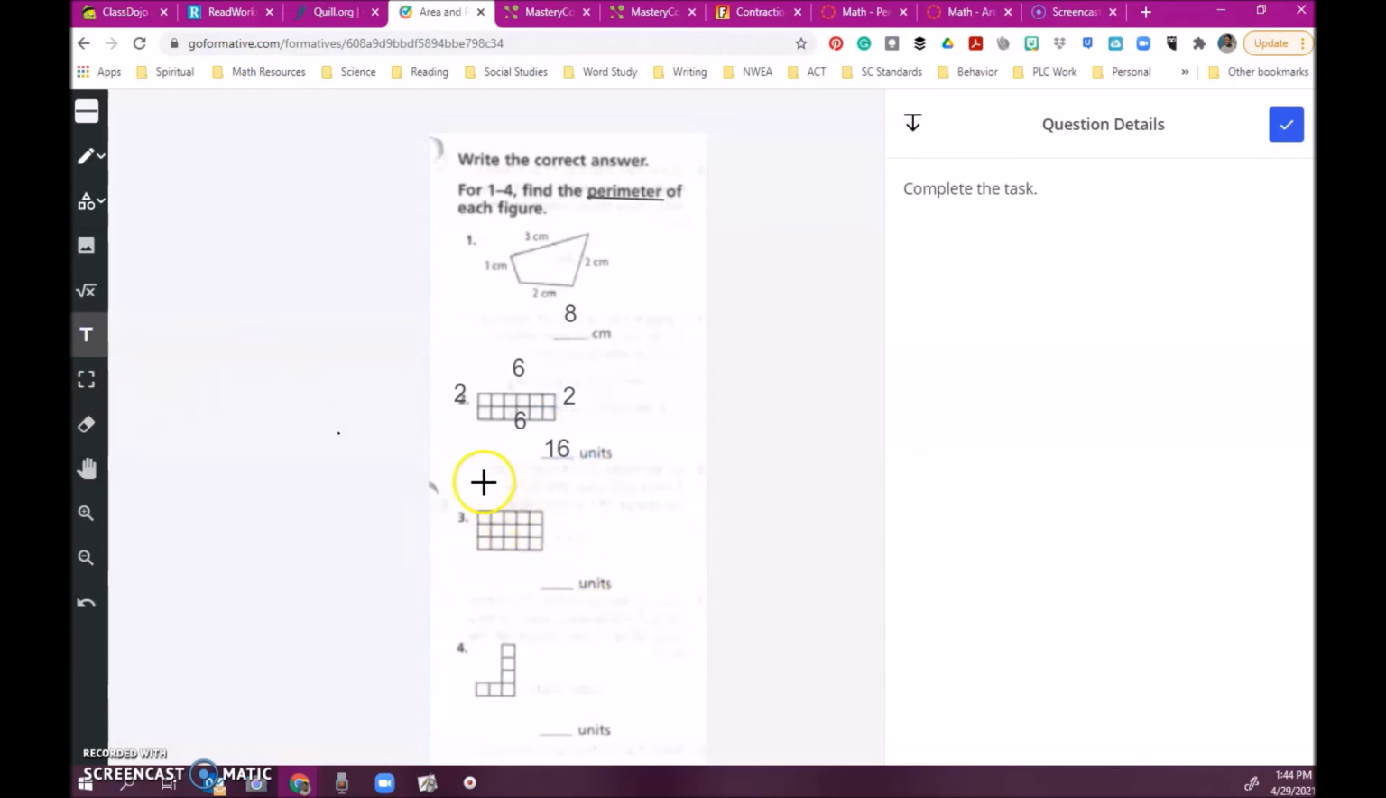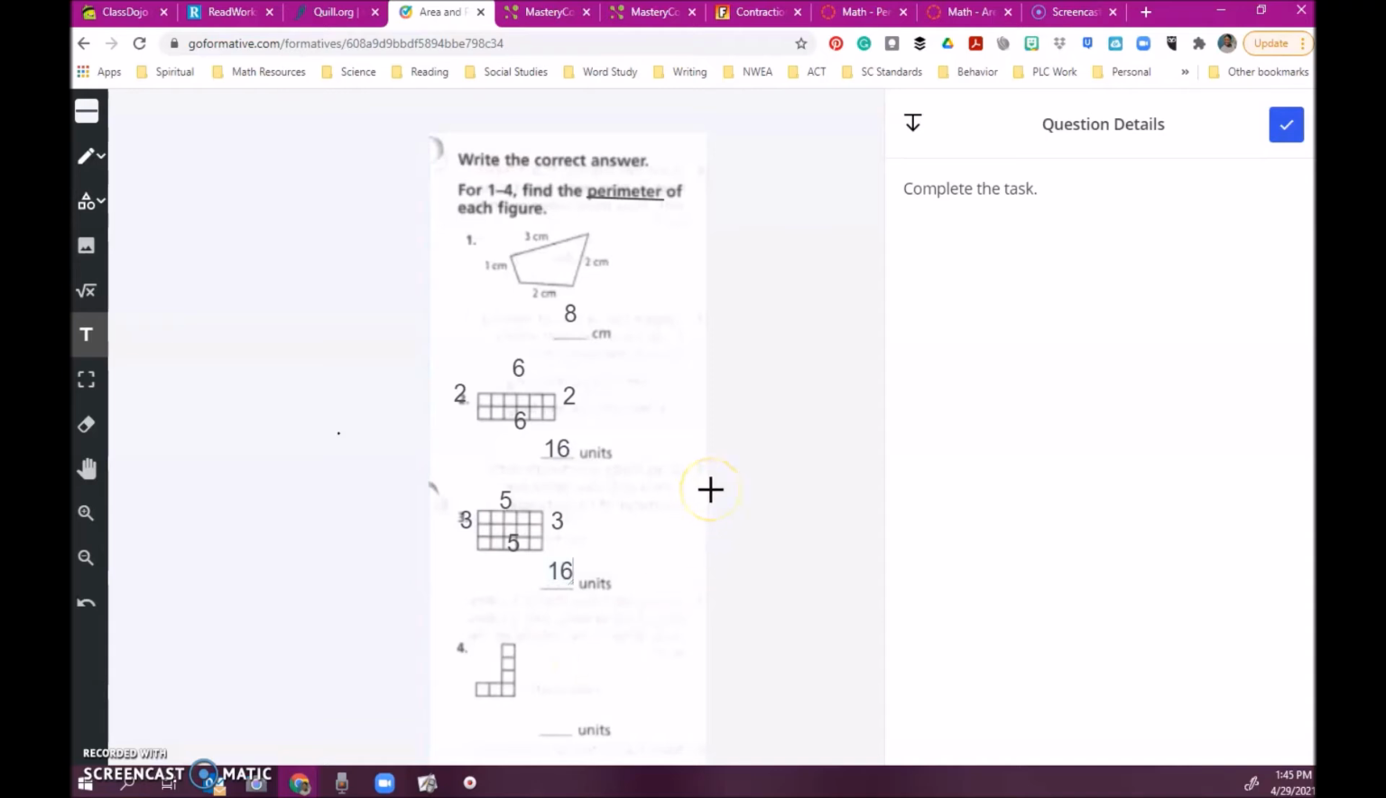Again, we have another shape not labeled, so I'm going to label it while I count it. 1, 2, 3, 4, 5 across the top. And the side has 1, 2, 3. And if the top is 5, the opposite and congruent side would be 5. And if this side is 3, the opposite side will be congruent, and it will be 3. And when I go to add this up, I have 5 plus 5 is 10, and 3 plus 3 is 6, and 10 plus 6 is, you got it, 16.